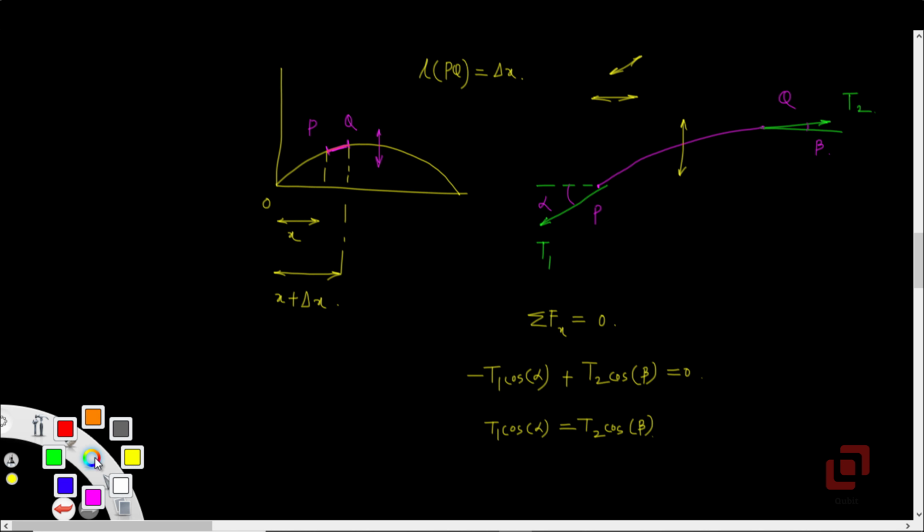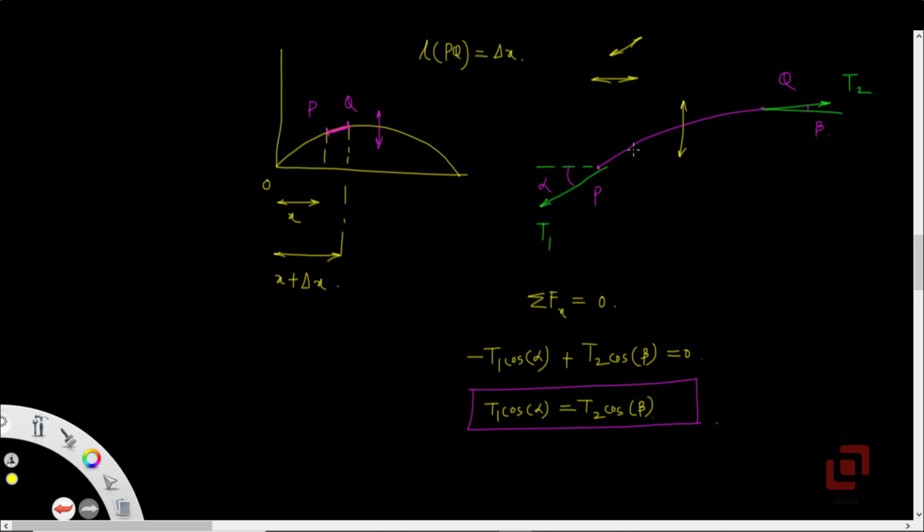So this is the first equation that we are going to make use of. Let us now consider the motion in the u direction. Just to remind you, we are not using the letter y, we are using the letter u to denote the displacement. Now how many forces are acting vertically? The vertical components of T2 and T1. If we resolve T2, its vertical component will be along the positive u axis, and for T1 it will be along the negative u axis.